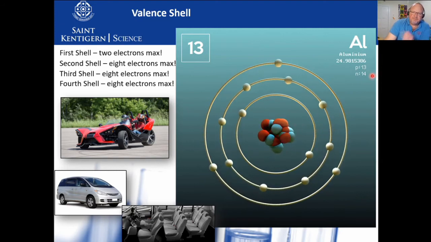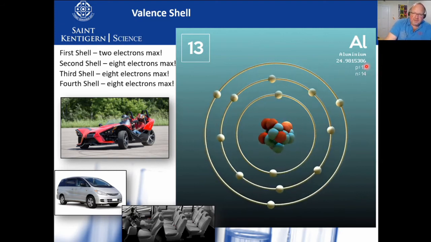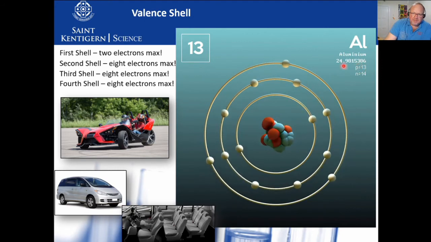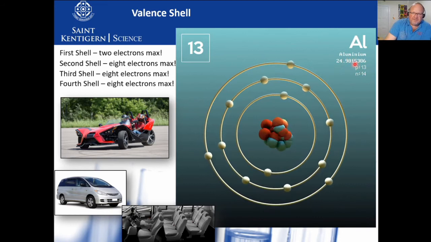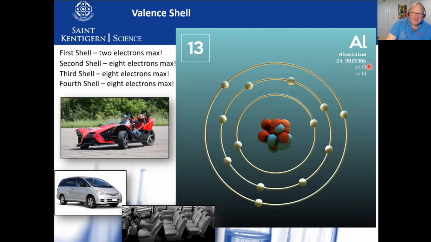Now this is aluminium, and aluminium has got 13 protons, and look at its molecular mass, it's 25. So what does 25 take away 13?